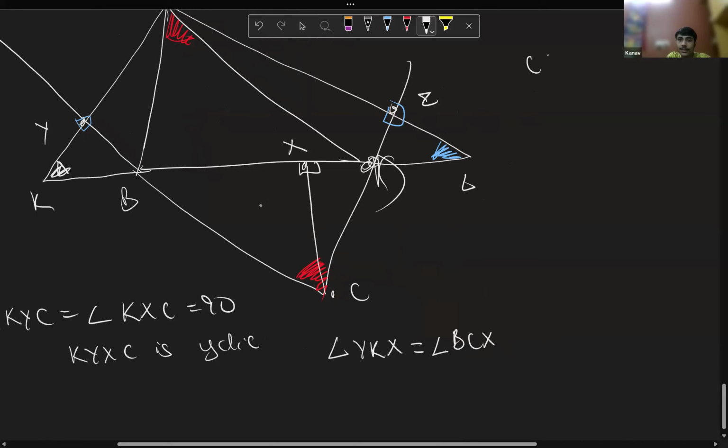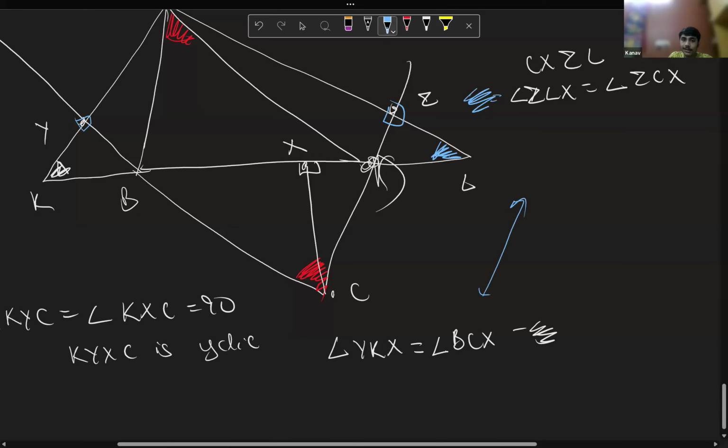Similarly, we have CXZL is cyclic. So angle ZLX is equal to angle ZCX. This is the white angle. This is the blue angle. The sum of both of them is equal to the red angle. So we are done. Great.